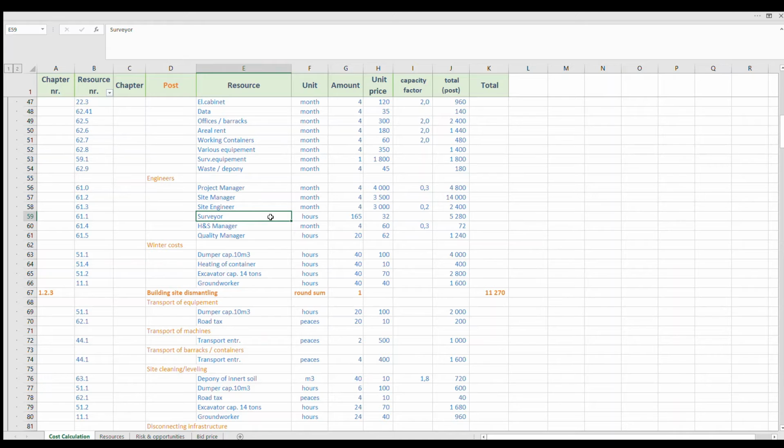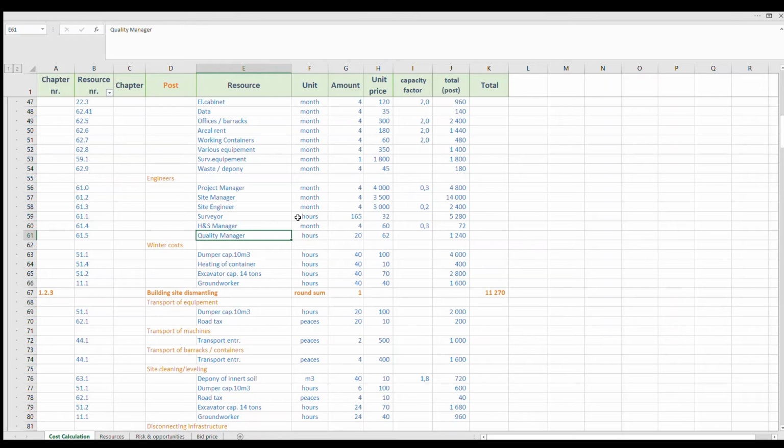As for the surveyor, it cannot be defined by month like other engineers. There are many reasons for that. The main reason is it can be external, for example. So we have a health and safety manager, like 30% of the job, and a quality manager for 20 hours.